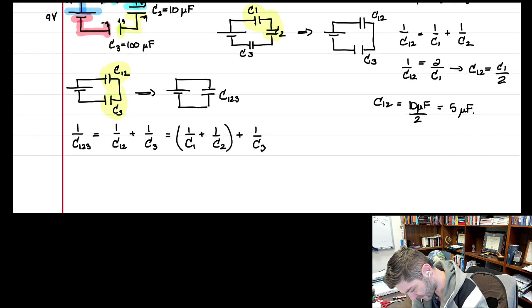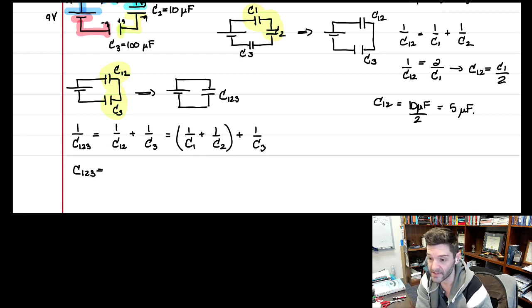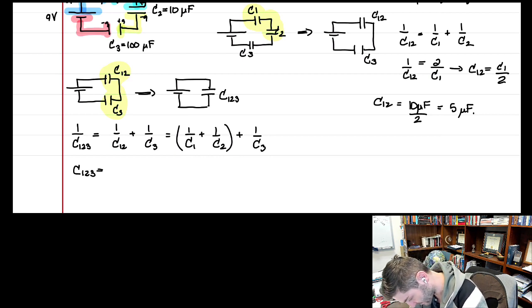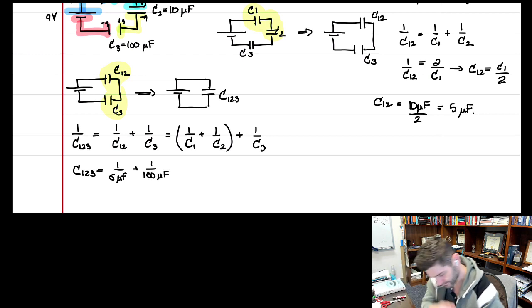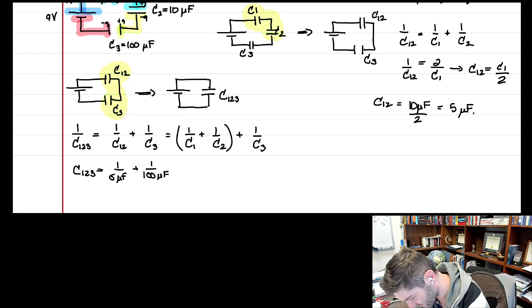So then I can calculate, making sure I flip things correctly at the end of the day. I'll just do it. 1 over C sub 1, 2, which we said is 5 microfarads, and then C3 was, what did I say, 100 microfarads. It's supposed to be a 5. It looks like a 6.